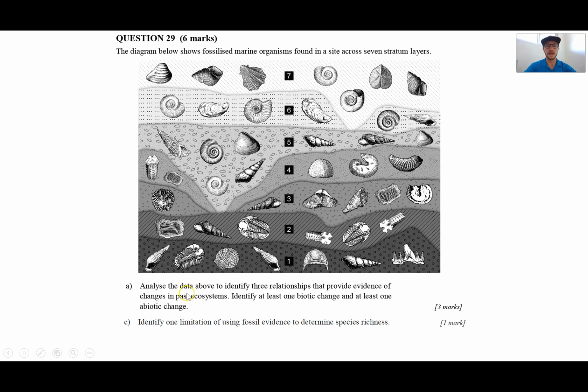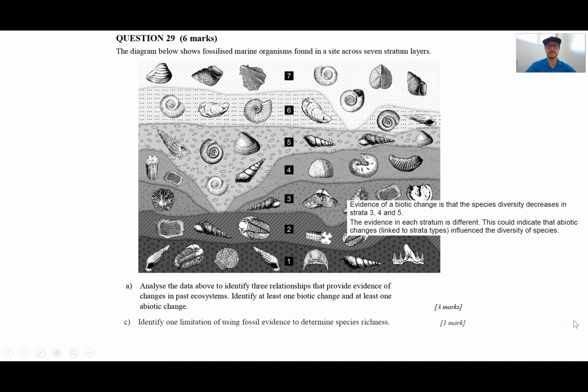So analyze the data above to identify 3 relationships that provide evidence of changes in past ecosystems. So that is the key of the question. Identify at least 1 biotic and 1 abiotic change. So question A, I skipped to B, it was about calculating the diversity, which we've done previously. So identify 1 limitation of using fossil evidence. Let's jump into some answers then.